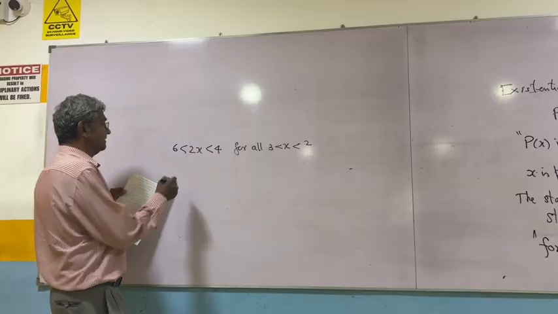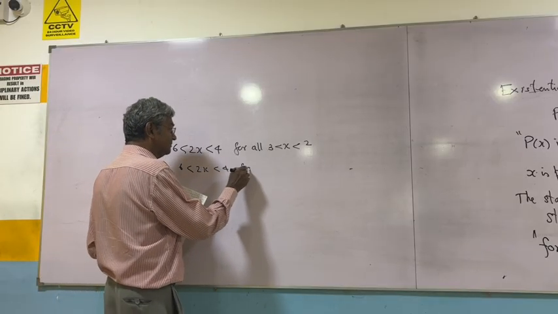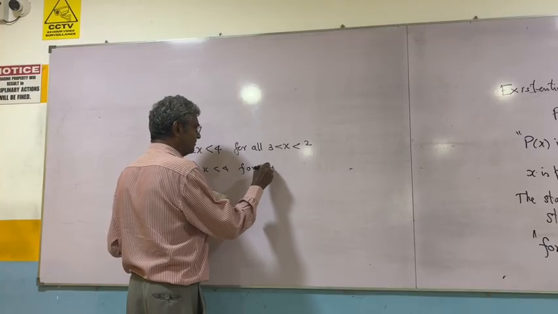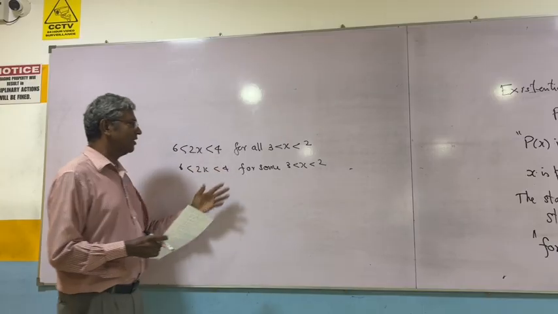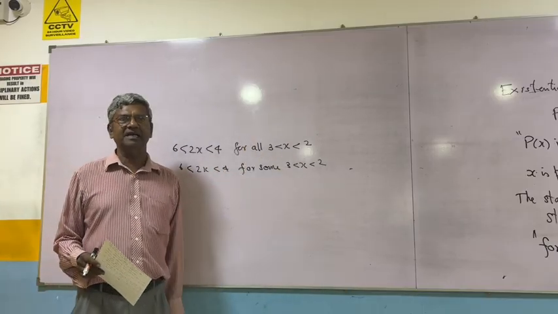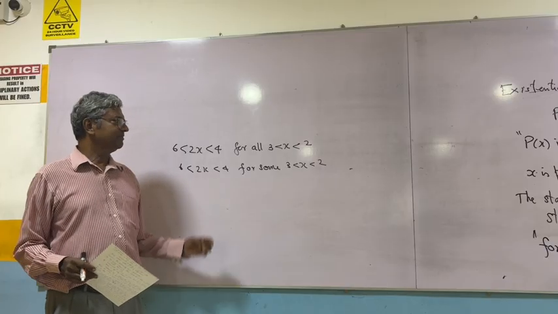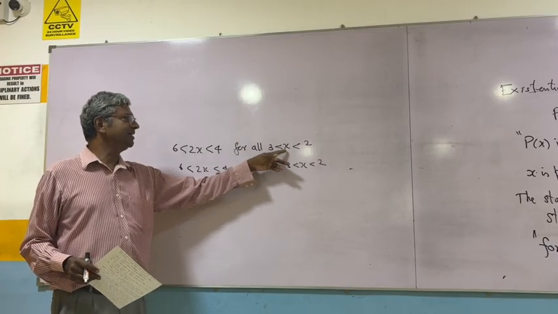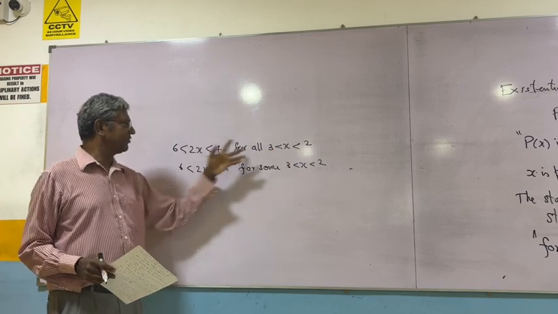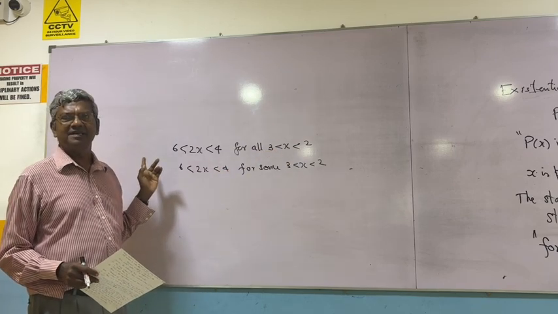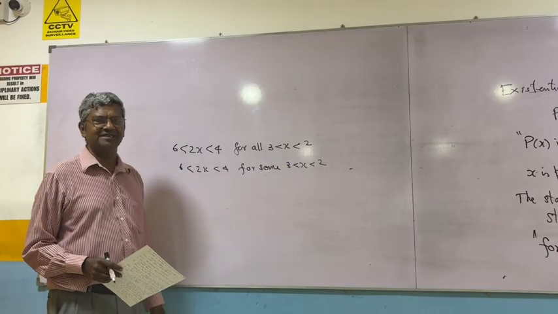However, if you write 6 less than 2x less than 4 for some 3 less than x less than 2, you cannot write for some because it is empty. There is no such x. If by any chance 3 less than x less than 2 is true, then this is true. But I cannot say that, I know this is false.